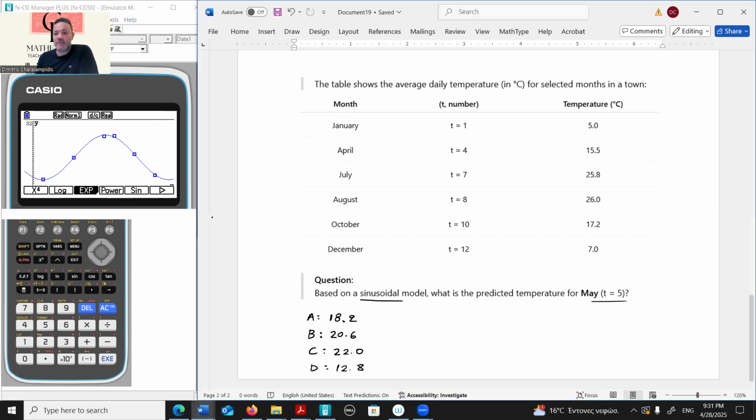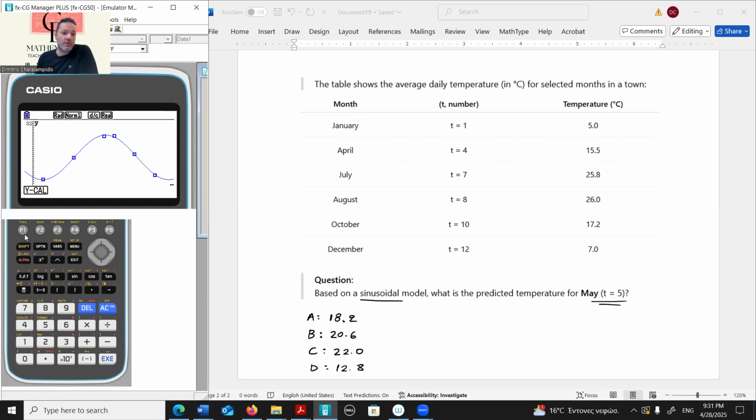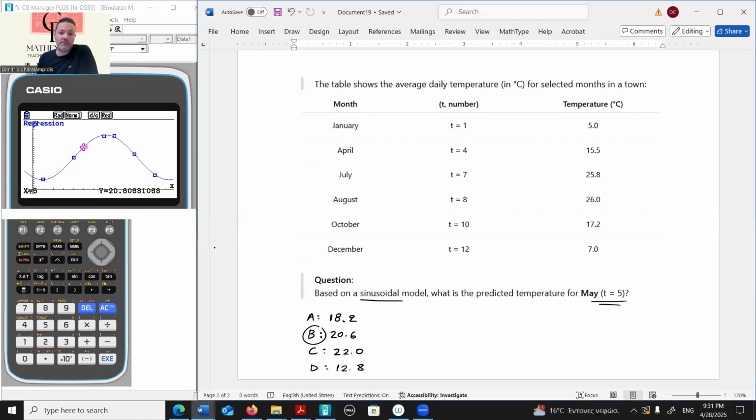We need a specific value when t equals 5. So Shift, G-Solve, Y-Cal 5, EXE, and there it is, 20.6. The right answer is B.